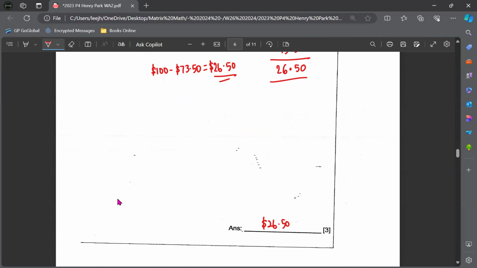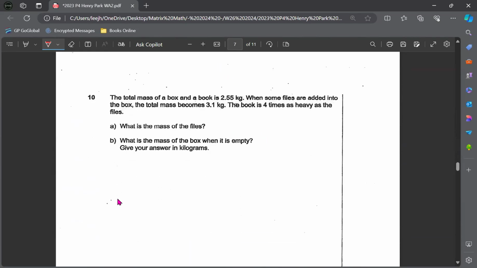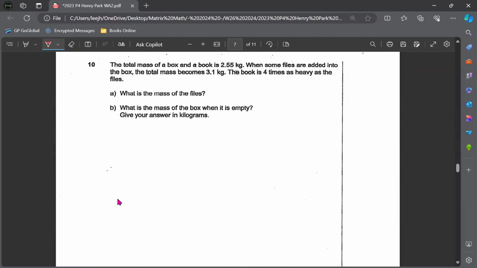Question number 10. Okay, got A and B. The total mass of a box and a book is 2.55 kg. When some files are added into the box, the total mass becomes 3.1 kg. The book is 4 times as heavy as the files. A, what is the mass of the files? And B, what is the mass of the box when it is empty? You give your answer in kilogram. Okay, so very simple. What you do is we are going to find out the mass of the files first.